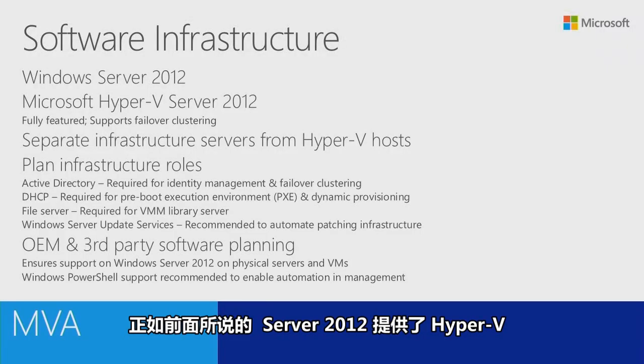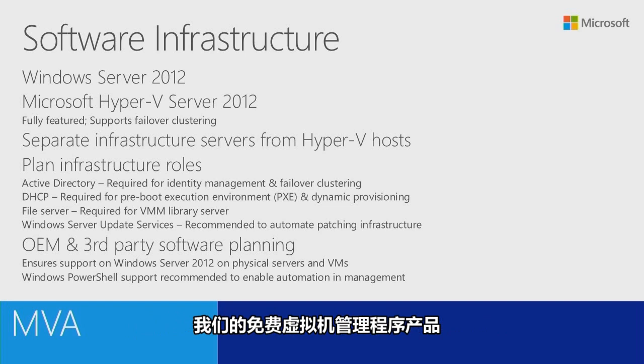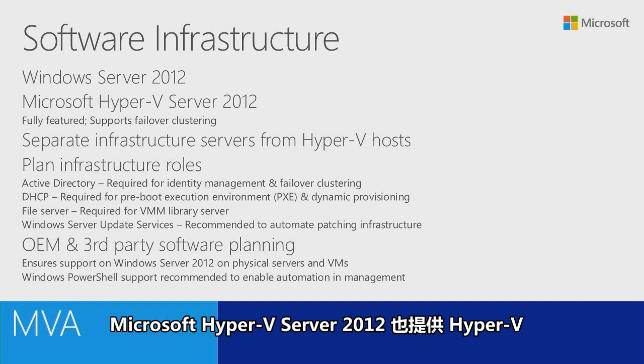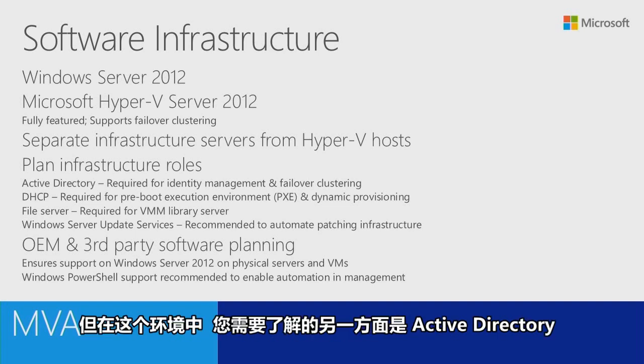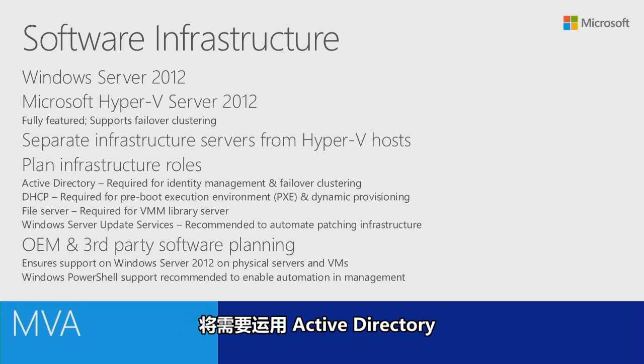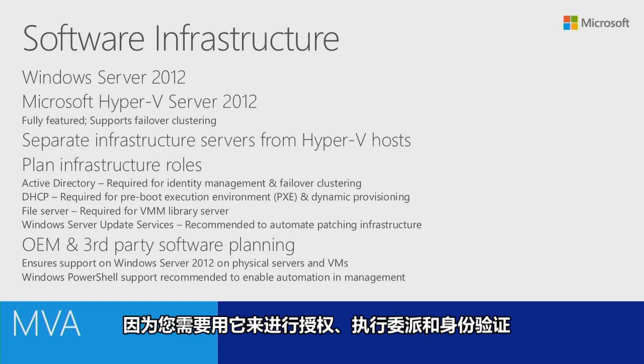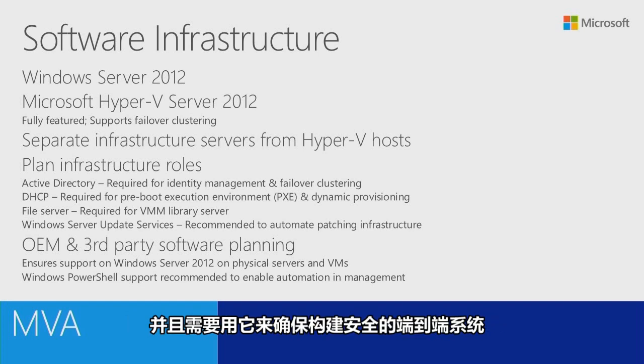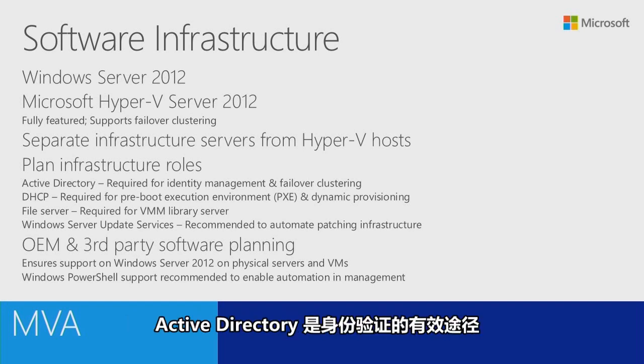So I want to be cognizant of time here. When it comes to software infrastructure, certainly, as I mentioned before, Hyper-V exists in Server 2012, as well as in our free hypervisor product, Microsoft Hyper-V Server 2012. Other things you need to understand in the environment is Active Directory. If you're using failover clustering in a production environment, you're going to want Active Directory because you need it for authorization, delegation, and authentication. You need it to ensure you have a secure system end-to-end. Active Directory is the way we do that for identity.